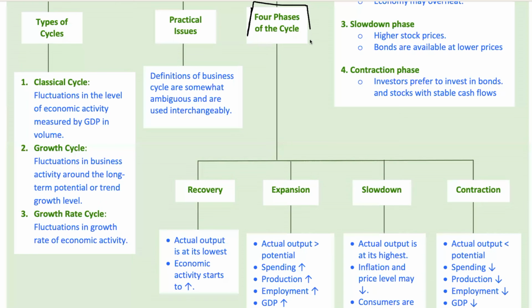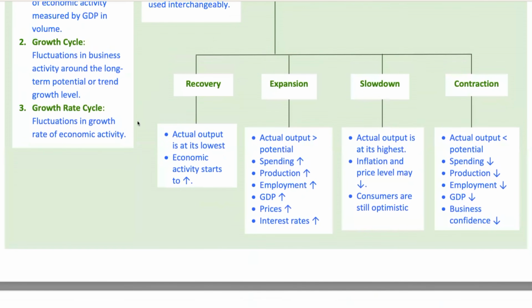Next, there are four phases of the business cycle. Let's break down these phases in more detail. These are recovery, expansion, slowdown, and contraction. This will help us understand how the economy transitions from one phase to another. In recovery phase, the economy is emerging from a trough, which is the lowest point of the cycle. During this phase, the actual output is at its lowest relative to potential output, but begins to increase. Key indicators during this phase include a rise in consumer confidence, increasing investments, and the gradual reduction of unemployment.